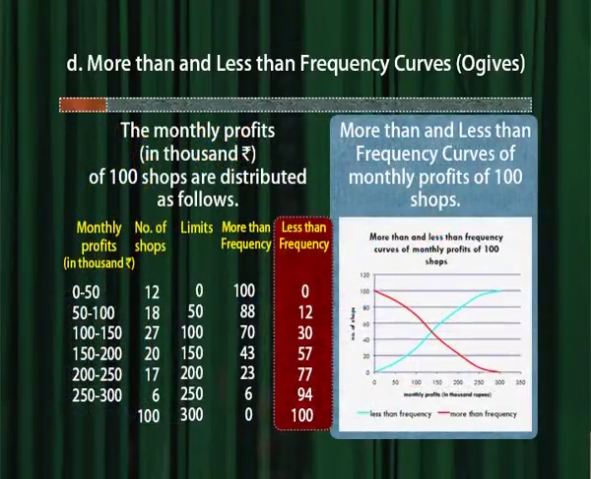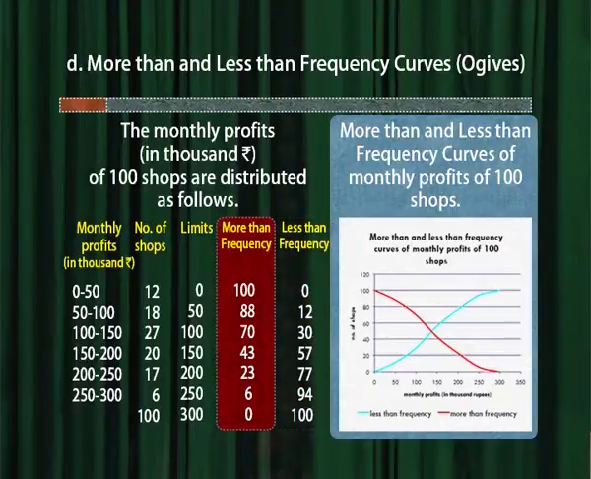Then we first prepare the cumulative frequency of less than type. We know that the first cumulative frequency will be equal to the first frequency, that is 12. Then the next cumulative frequency we get by adding the next frequency to the first frequency, that gives me 30, 57, 77, 94 and 100.